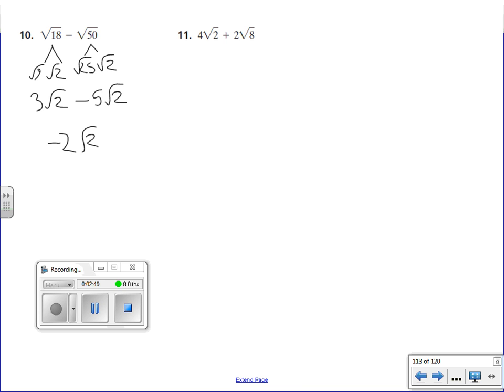Here's an example, number 11, where I have to simplify the root 8 first. So we've got 4 root 2 plus 2. Root 8 simplifies to root 4 and root 2, which is 2 root 2. 2 times 2 is 4, so we've got 4 root 2. Add 4 root 2 gives us 8 root 2.